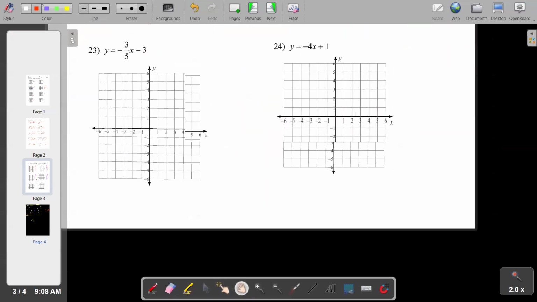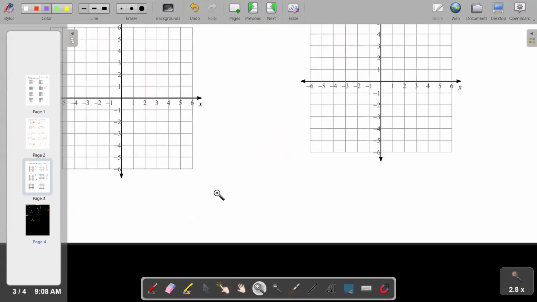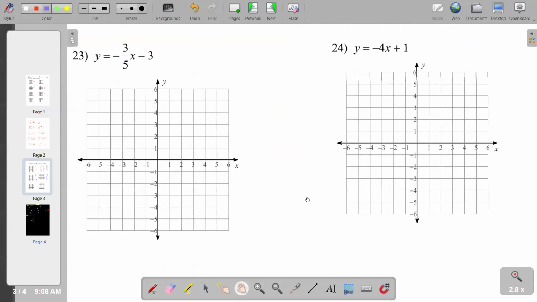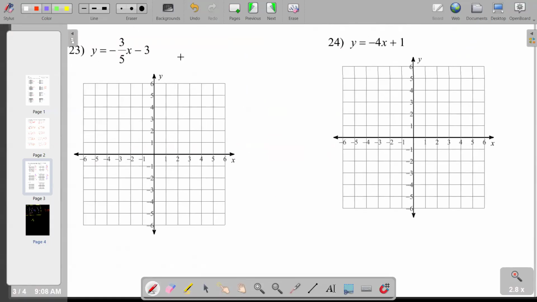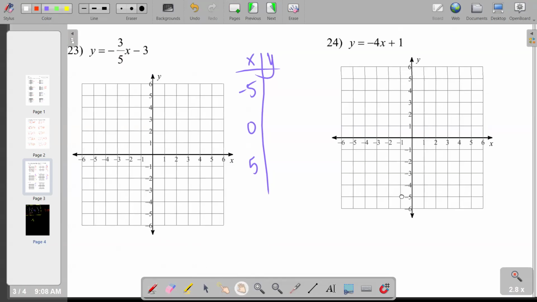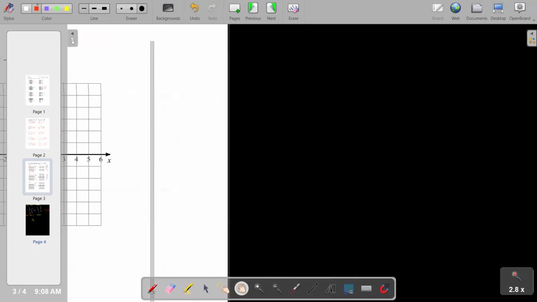Number 23. What am I restricted to here? Yeah, I'm restricted to numbers that are divisible by 5, right? And on this particular size of a graph, that is -5, 0, and 5. You're not going to find anybody else that works for this. You could do whatever you want, but you're going to get some ugly decimals, and people complain about that kind of stuff. So it's saying to take -3/5 of whatever we give it and take away 3. So it's -3/5 of x minus 3.